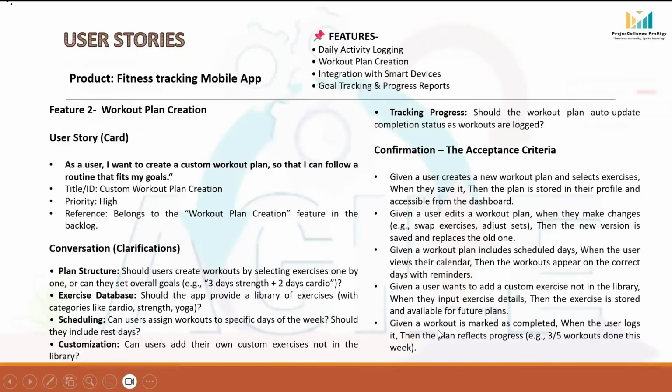The last acceptance criteria for this user story is: given a user completes a scheduled workout, when they log it as done, then the app should update progress, for example, showing 3 out of 5 workouts completed this week. So all these acceptance criteria make sure the workout planning feature is built correctly, meeting user expectations, easy to test, and aligned with the agreed definition of done.